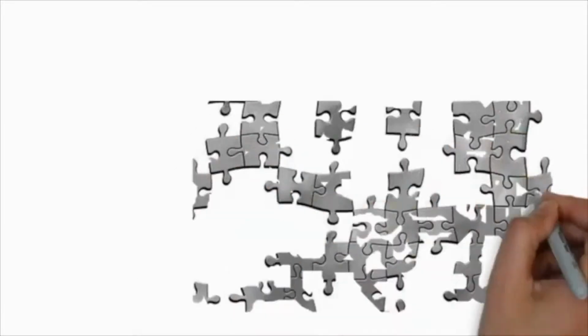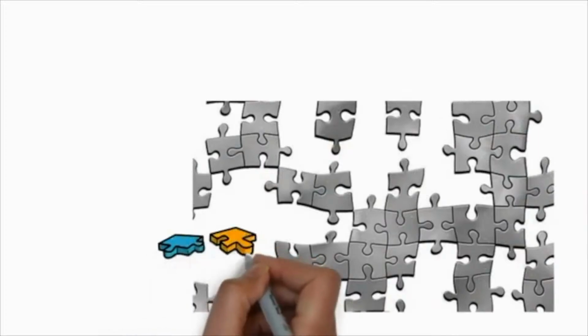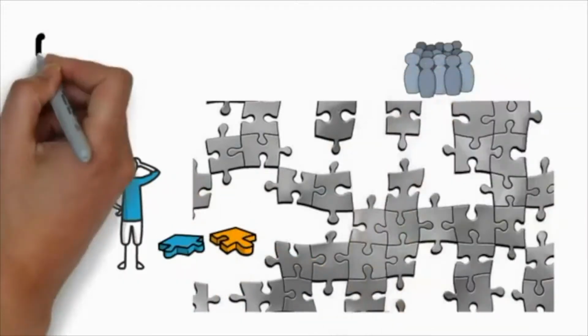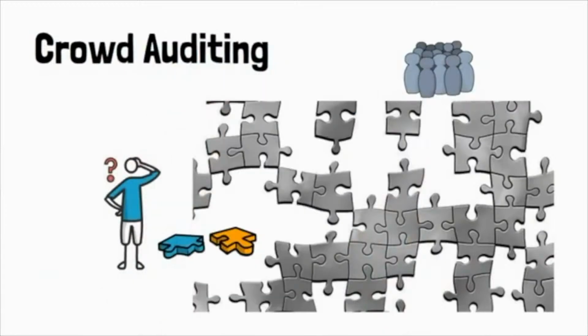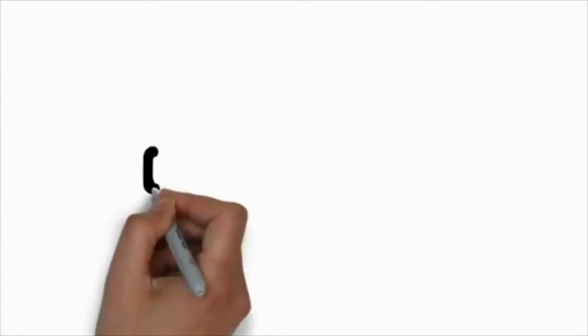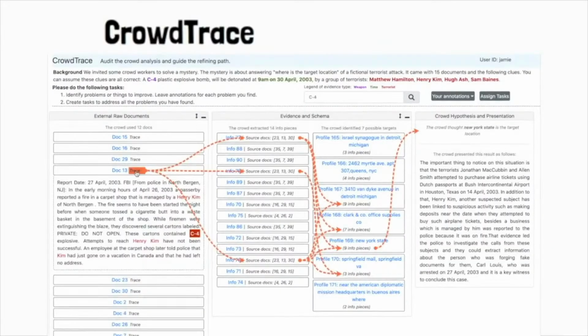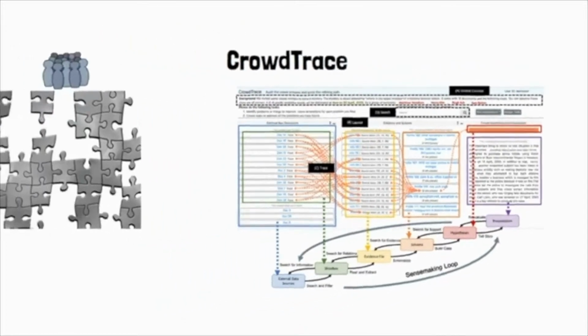Capturing analytic provenance is important for refining sense-making analysis. However, understanding this provenance can be difficult in distributed collaborations. We present a novel concept, crowd auditing, as a way to help debug distributed sense-making. We implemented the concept in a system called CrowdTrace that visualizes and traces the analysis provenance and elicits feedback to improve the analysis.